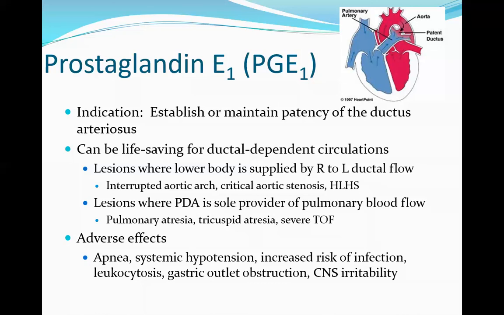Another drug I wanted to talk about briefly is prostaglandin. This can be a life-saving drug, and it's indicated when it is needed to establish or maintain the patency of the ductus arteriosus, basically to keep the ductus arteriosus open for ductal-dependent circulations. Examples of ductal-dependent circulations are lesions where the lower body is supplied by right-to-left ductal flow. Examples include interrupted aortic arch, critical aortic stenosis, or hypoplastic left heart syndrome. Also, lesions where the PDA is the sole provider of pulmonary blood, such as with pulmonary atresia, tricuspid atresia, or severe tetralogy of Fallot.